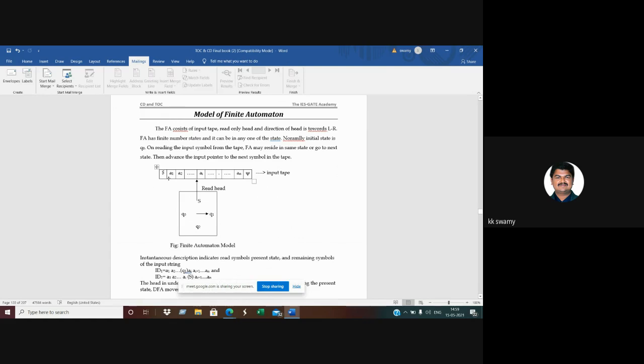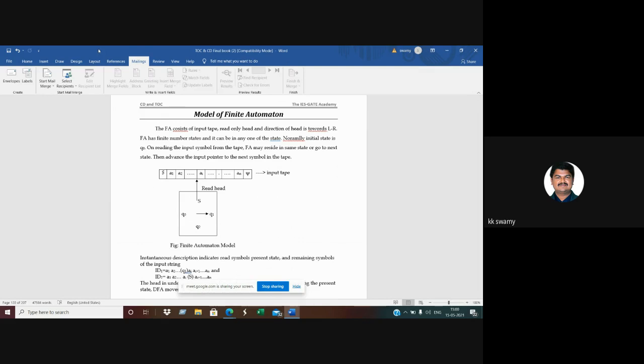That means likewise we are consuming the entire string. By the end of the string, the current state belongs to the final state. We can consider the given string as accepted by the Finite Automata. Okay, the given string is called accepted by the Finite Automata.